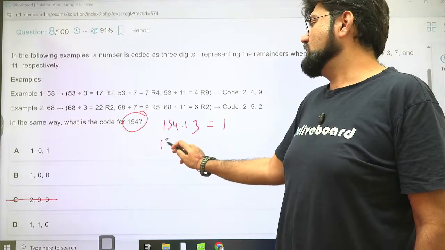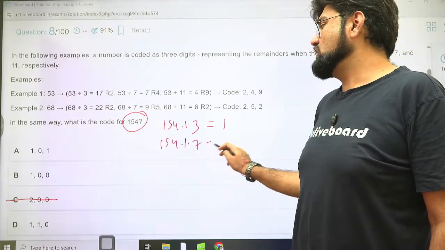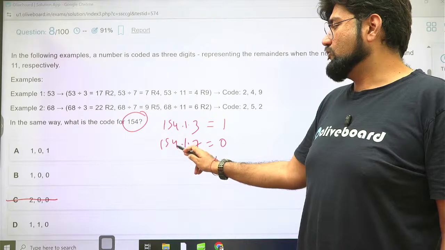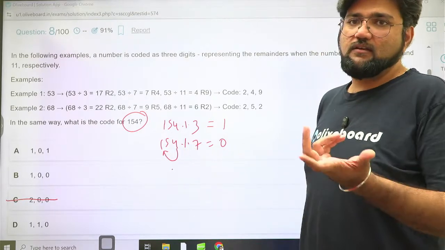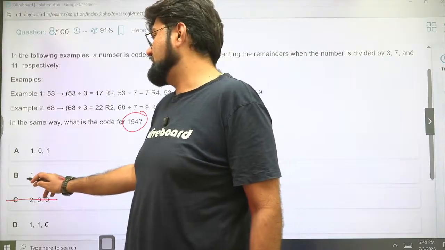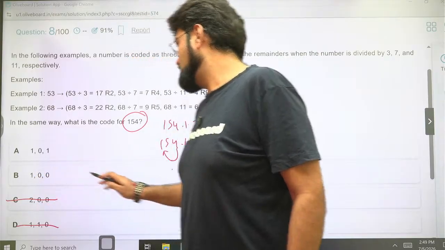For the next one, we will look for this one. This is actually divisible by 7 because double of 4 is 8. Subtract 8 from 15, you get 7. 7 is divisible by 7. That's how the divisibility test of 7 works. So second one is 0.